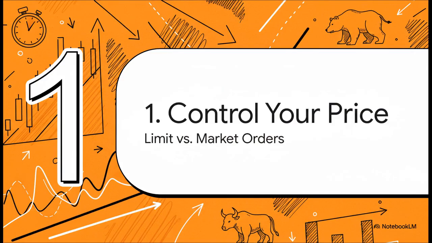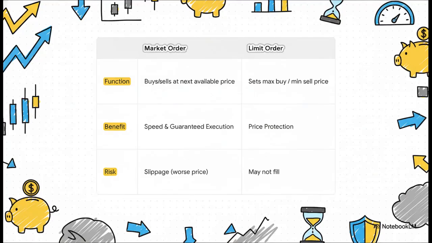Okay, first up, let's talk about the most basic decision you're going to make, how you actually get into a trade. This is all about controlling your price. So let's break this down. On one hand, you've got the market order. Think of this as the go button. You're telling your broker, I don't care about the exact price, just get me in this thing right now. It's awesome when speed is everything and you have to get in. You're guaranteed to get filled. The downside, that's slippage we talked about.